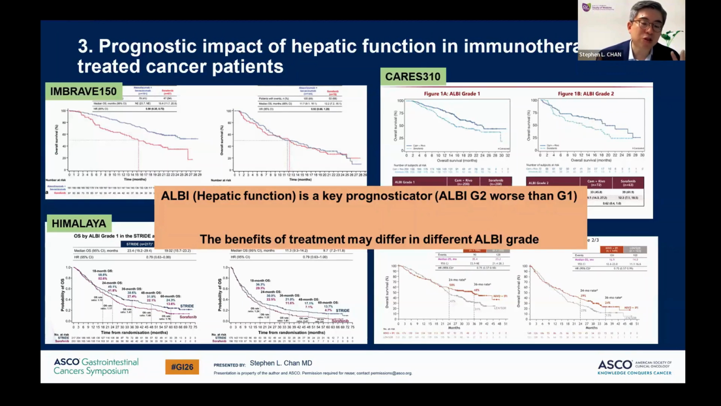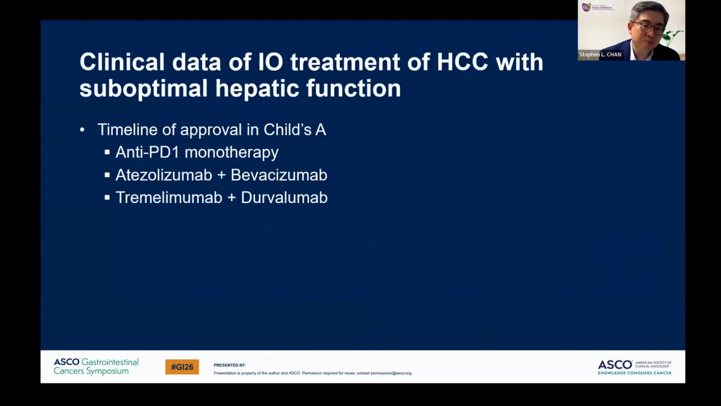So the key take-home message is ALBI is a key prognosticator because you can see ALBI grade 2 worse than grade 1, and the benefit of treatment may differ in the different ALBI grades. And then next part, I will talk about the clinical data of IO treatment, and I will try to present along the timeline of approval in the Child A populations.